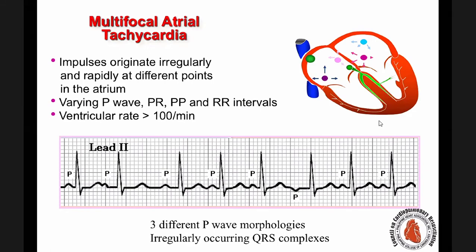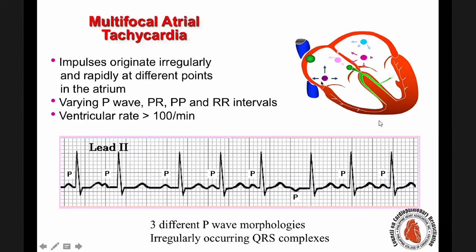There are only two: multifocal atrial tachycardia and atrial fibrillation. From the term itself, multifocal, ibig sabihin, there are a lot of foci, or different cells in the atrium, either right or left, that are firing at a faster rate than the SA node and are able to conduct to the ventricles.